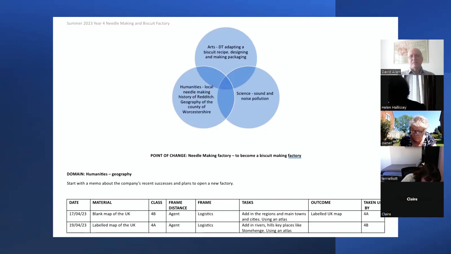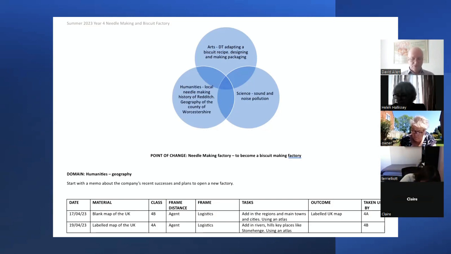So frame distance, then, you're talking about this business of agent or critic or recorder and so on. So within the role, there is a particular position that is being taken up towards the task that's being done. So this is Lisa's chart that she's been working on. The frame is logistics, a logistics team, and the frame distance, the position that they have in relation to the event, is, Lisa's put it down as an agent.